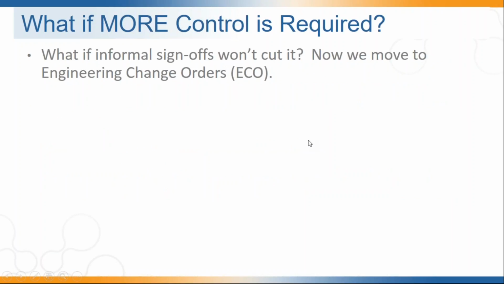But what if more control is required? What if those informal sign-offs that I mentioned, where the packet is being sent to the different departments and somebody's signing off on it and putting a date and saying, yeah, we agree, we can do this, and they go back to the engineering department, and then engineering goes into the ERP system and approves or implements the change? What if that just doesn't cut it? Well, now we move into engineering change orders.